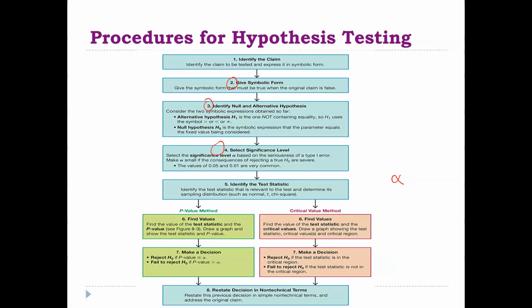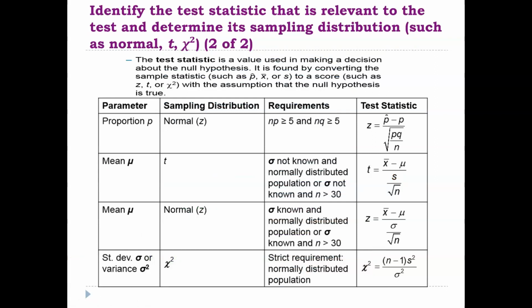Step 5. We want to identify the test statistic that is relevant to the test and determine its sampling distribution, such as normal, t, or chi-square. The test statistic is a value used in making decisions about the null hypothesis. It is found by converting the sample statistic, such as sample proportion, p-hat, sample mean, x-bar, or s, standard deviation, to a score such as z, t, or chi-square, with the assumption that the null hypothesis is true.